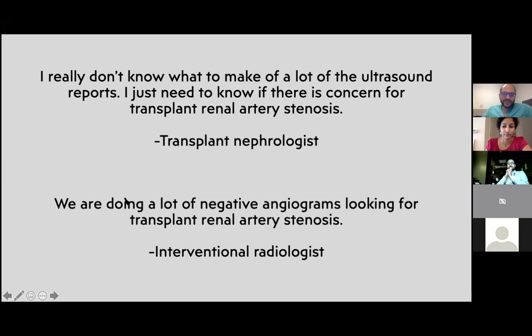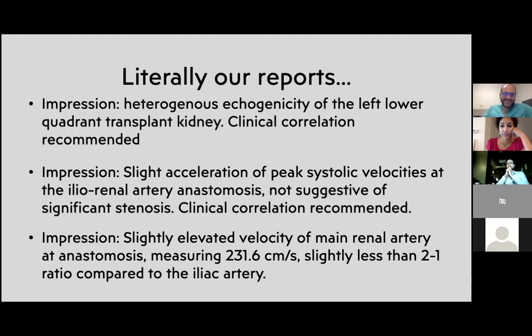So then I started diving into the reports, and I pulled up the ultrasound reports of all kidney transplant related ultrasounds, and I started reading through them. And so here are some of our reports, and these are word for word impressions that we have, which I think lend credence to what the transplant nephrologist was saying. Impression: heterogeneous echogenicity of the left lower quadrant transplant kidney, clinical correlation recommended. So we're not really clinically correlating any kind of differential, we just have heterogeneous echogenicity. I don't even know what that means, let alone a transplant nephrologist or a transplant surgeon.